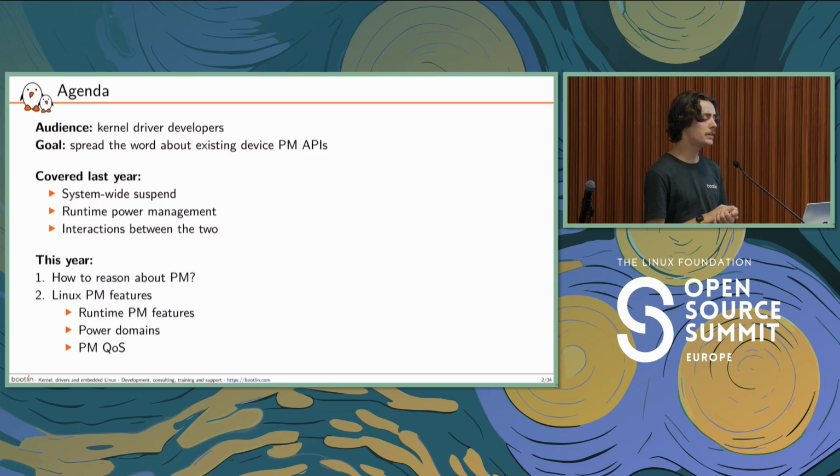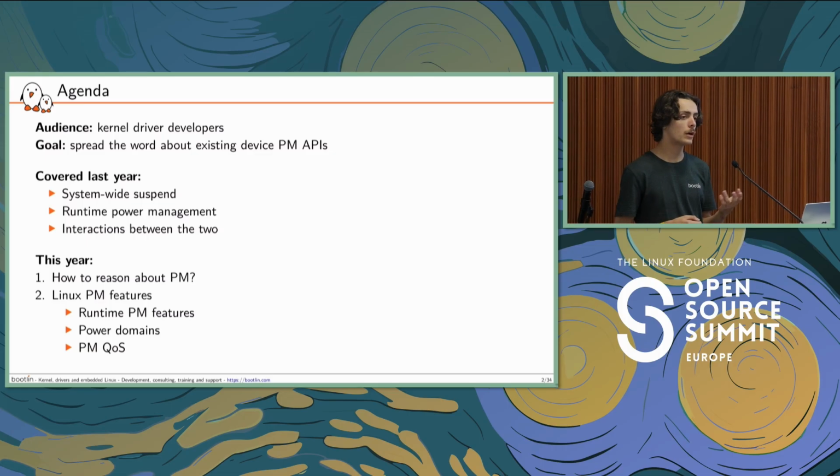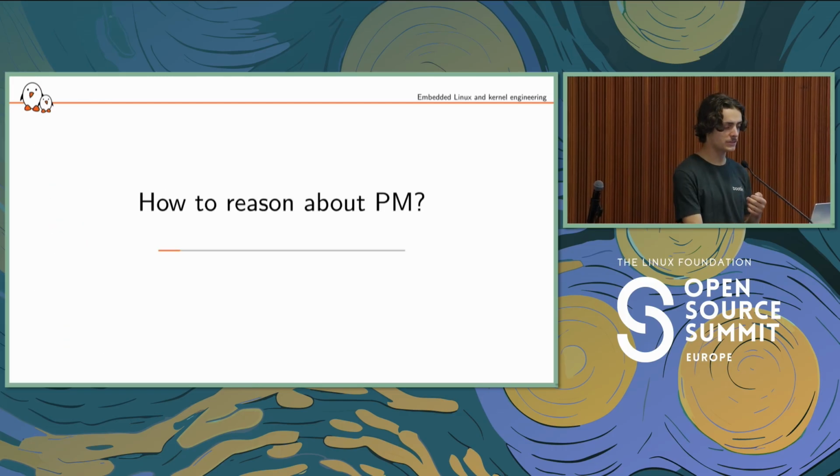The thing I skipped is what we'll start with, which is how to reason about power management. So it used to be my conclusion of this talk. I wanted to finish by how it is difficult to do power management, but I thought it would be easier to talk about it at first so that you have that in your mind when we talk about every feature. So we'll start with that.